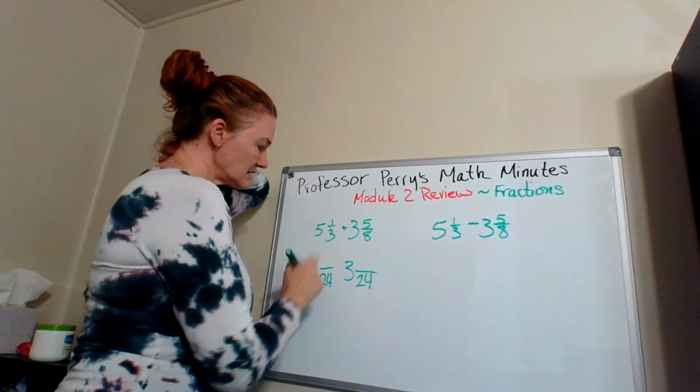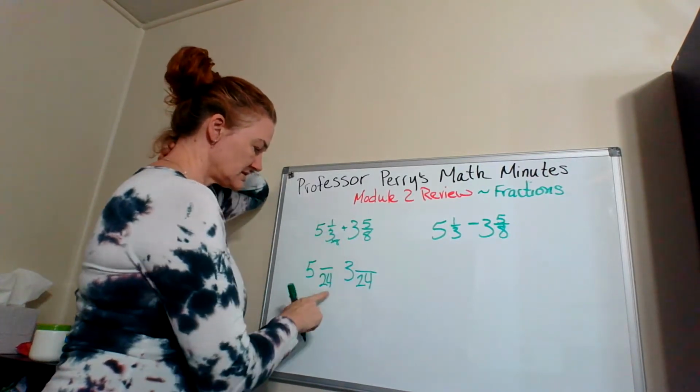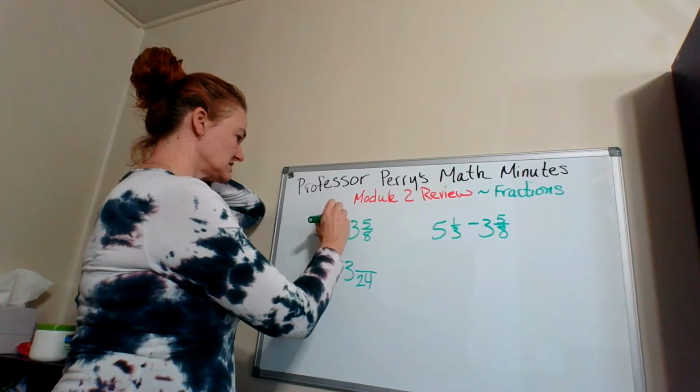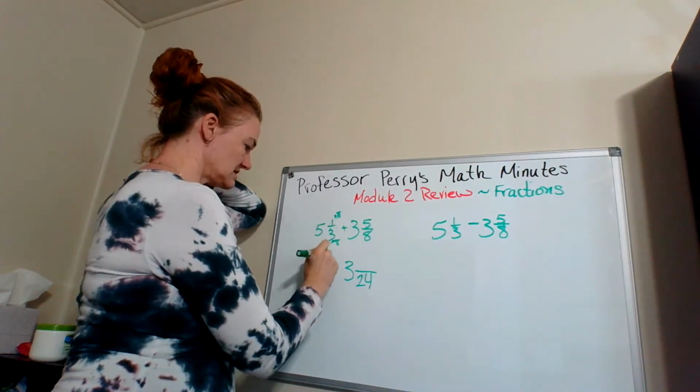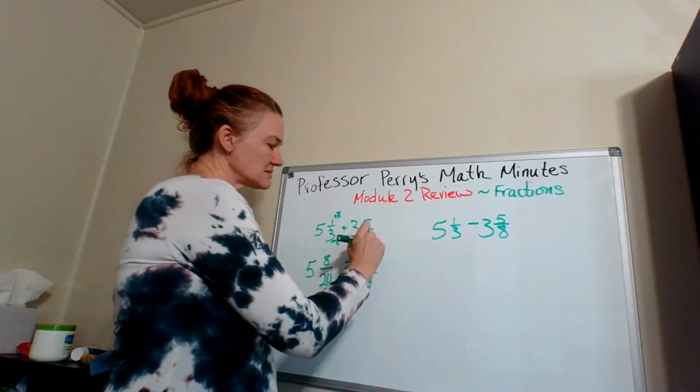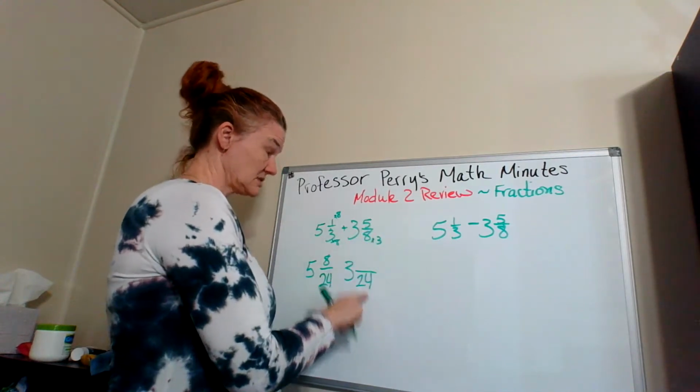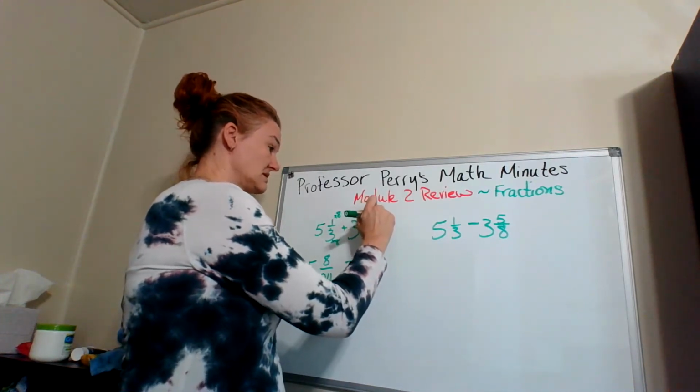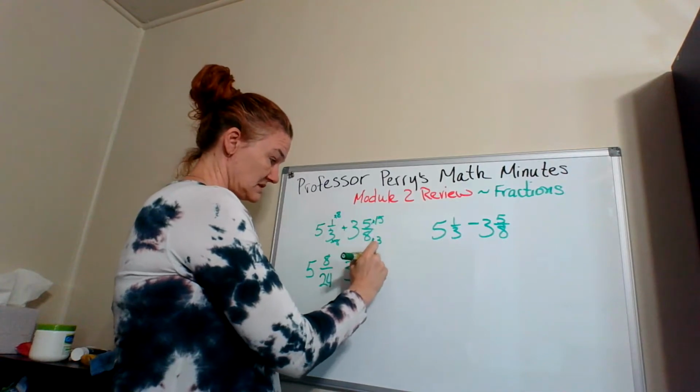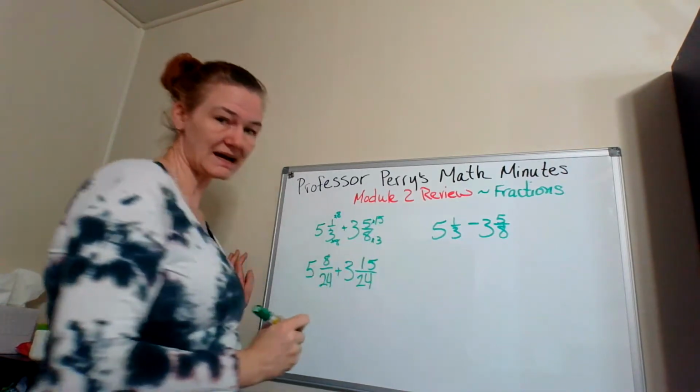Now, 3 times 8 is 24. So I have 1 times 8 is 8. 8 times 3 is 24. So I have to go 5 times 3 is 15. Now I can add these.